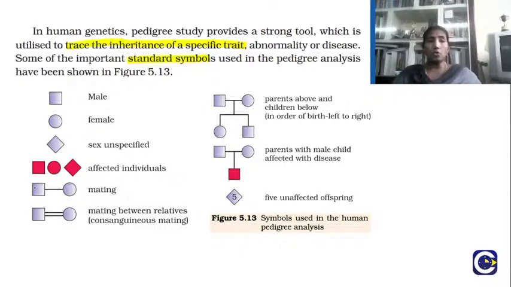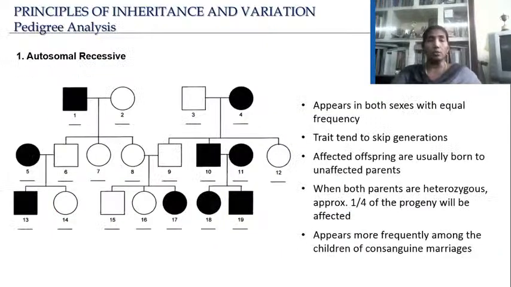A single line shows that they are related, that they got married. Double lines show a consanguineous marriage, like mating between cousins. If a male and a female get married, they are the father and mother, and this shows the order of birth. Always read from left to right. If I show it like this, it shows the affected parents with five unaffected offspring. These are some of the common symbols that we use.